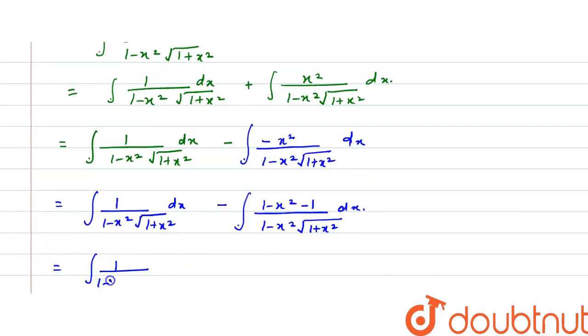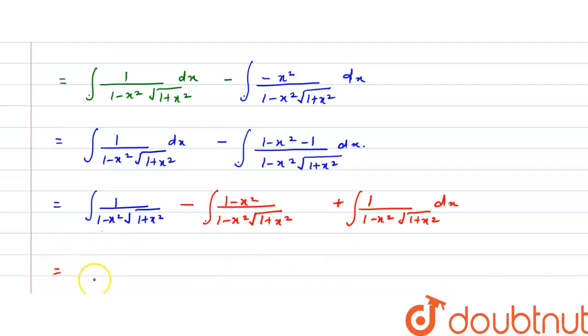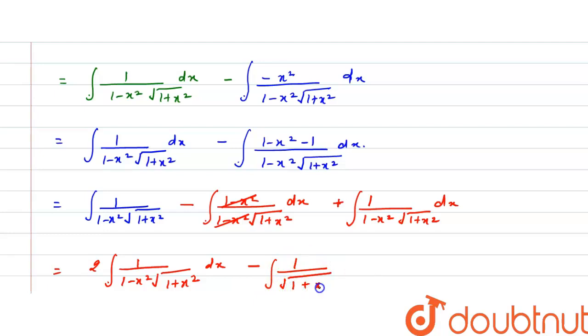Now you can write 1 divided by (1 minus x square) root of (1 plus x square) and separate it from the integration of (1 minus x square) divided by (1 minus x square) root of (1 plus x square). Minus minus becomes plus. Now you see there are two terms of 1 divided by (1 minus x square) root of (1 plus x square), so we can write 2 times the integration of 1 divided by (1 minus x square) and square root of (1 plus x square) dx. In the other term, 1 minus x square cancels and we get minus the integration of square root of (a square plus x square), that is square root of (1 plus x square) dx.